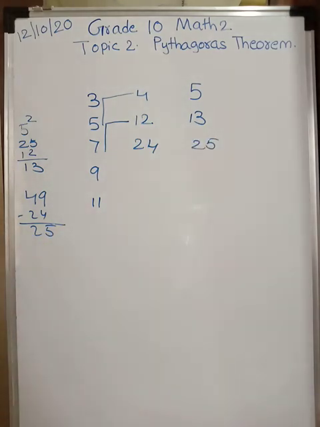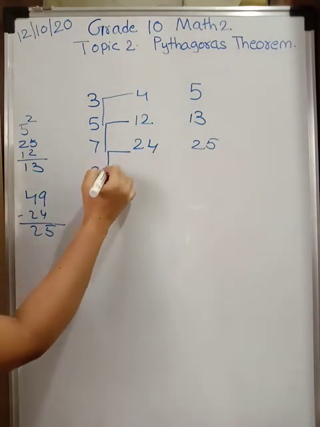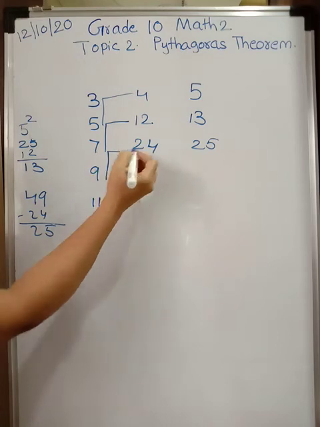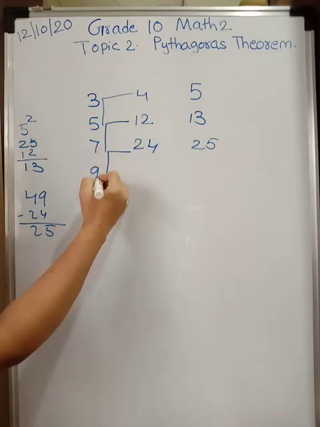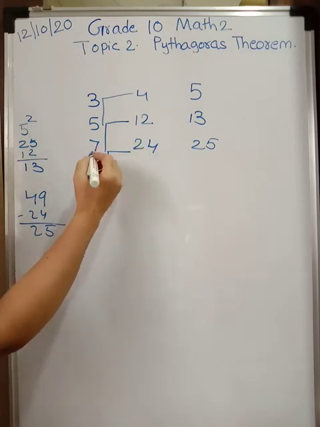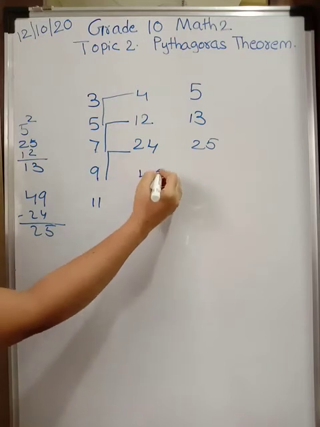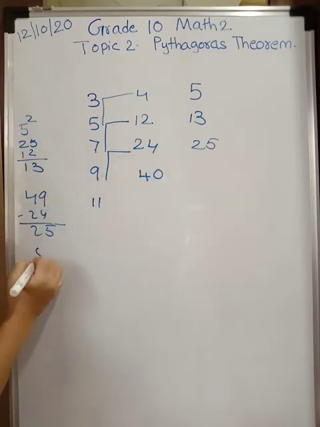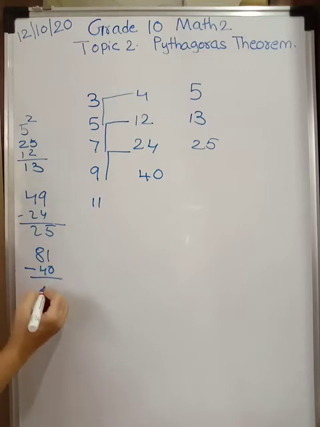Isn't it interesting? This also, you add the 1, 2 and 3 numbers. 24 plus 7 plus 9. So 7 plus 9 is 16. 16 plus 24 comes out to be 40. Now what is the square of 9? 81. 81 minus 40. Okay, 81 minus 40 is how much? 1 and 4.